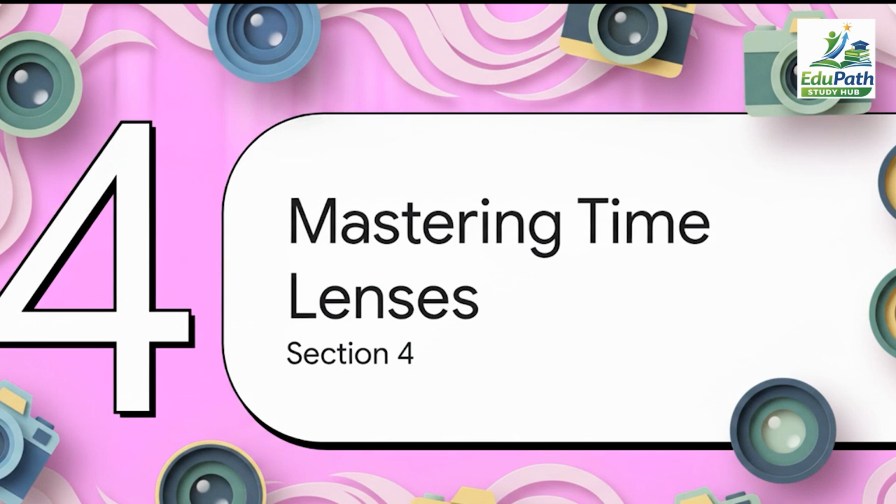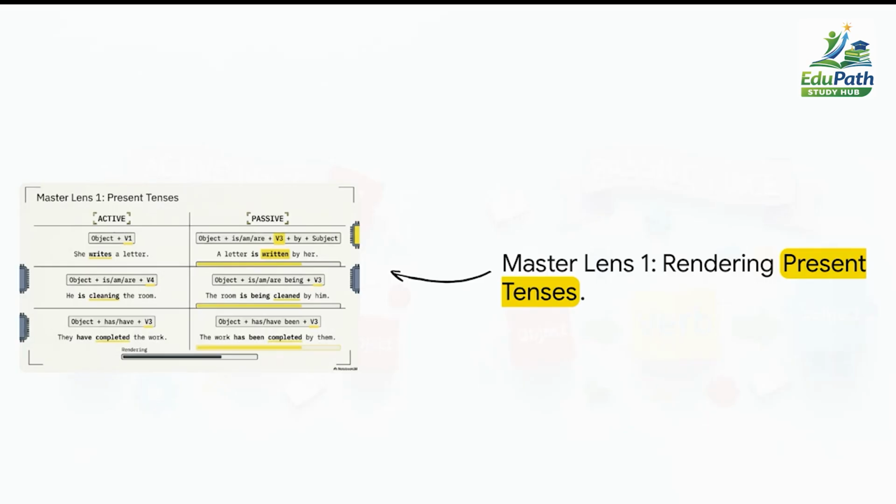All right, Section 4, Mastering the Time Lenses. If making the object the star is like moving the camera, then changing the tenses is exactly like swapping out the camera's lens. Let's look at Master Lens 1, present tenses.